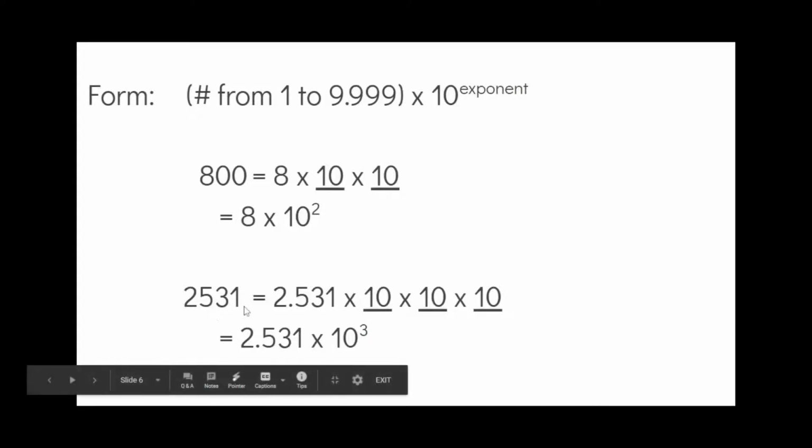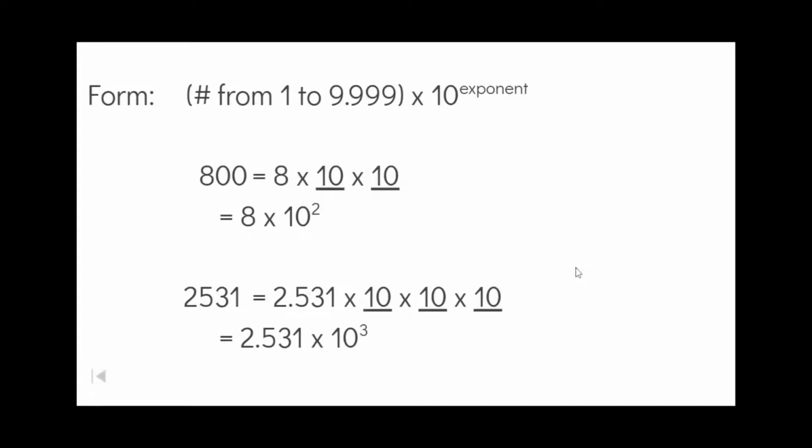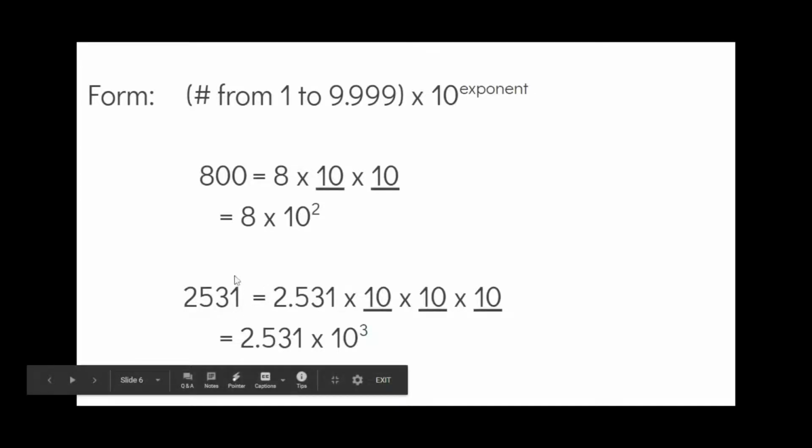What about this number here, 2,531? Once again, we're already familiar with our place value. The 1 is in the ones place, the 3 is in the tens place, and the 5 is in the hundreds place, with the 2 in the thousands place.